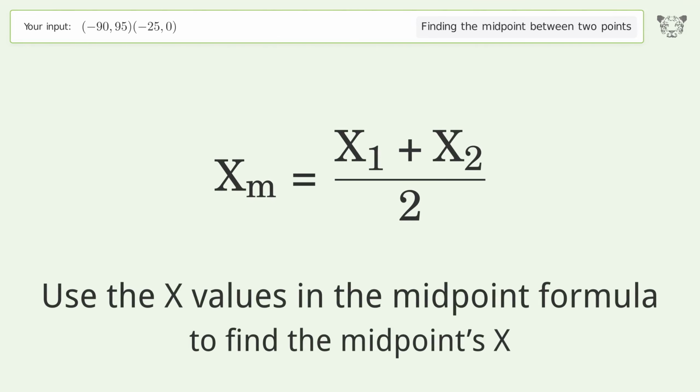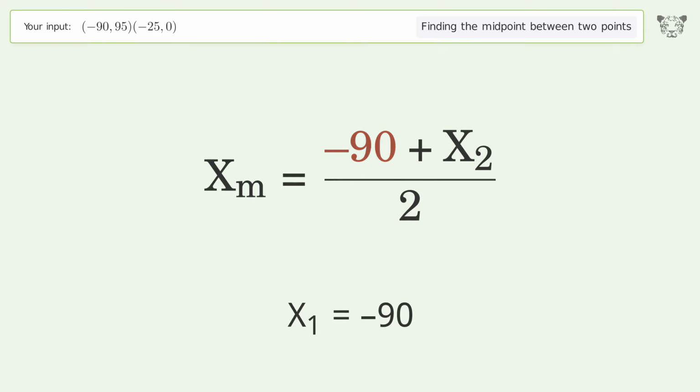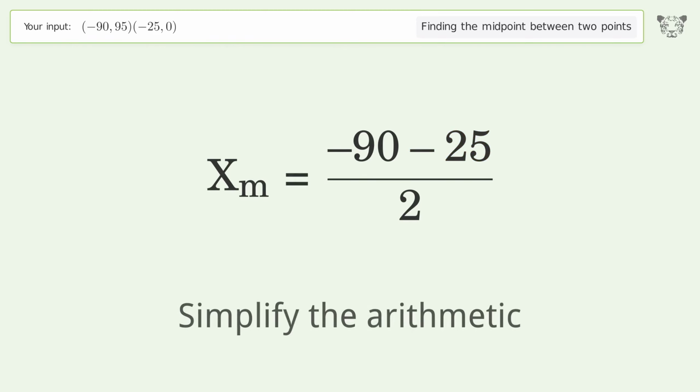Use the x values in the midpoint formula to find the midpoint's x. x1 equals negative 90. x2 equals negative 25. Simplify the arithmetic.